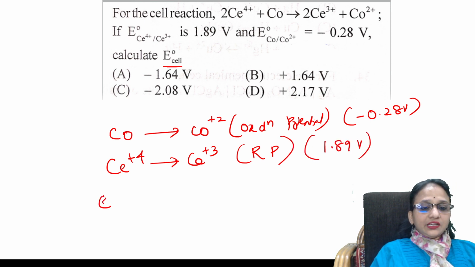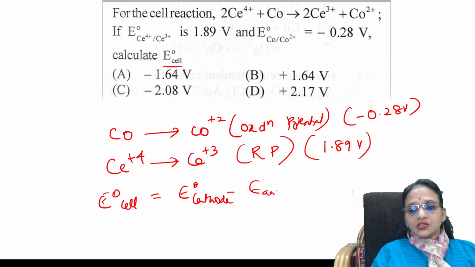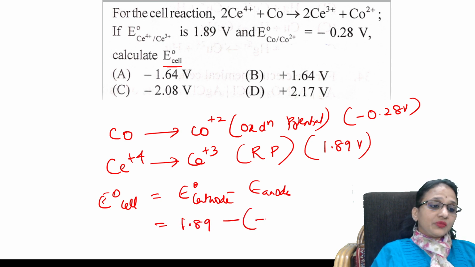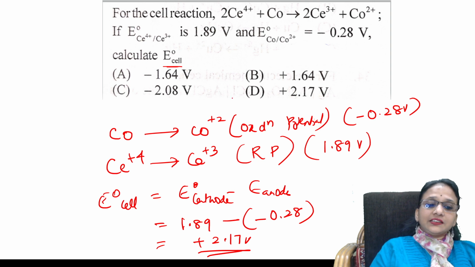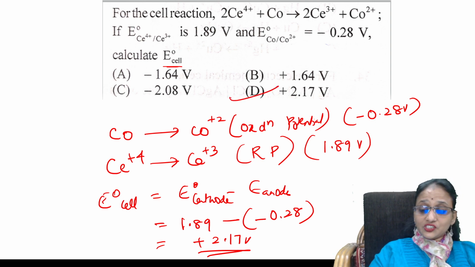That's all. E naught cell is equal to cathode minus anode. So how much is given, students? It is nothing but 1.89 minus 0.28 volts. How much is it? Plus 2.17. Easy? Easy. So that is how. Let us see one more question.